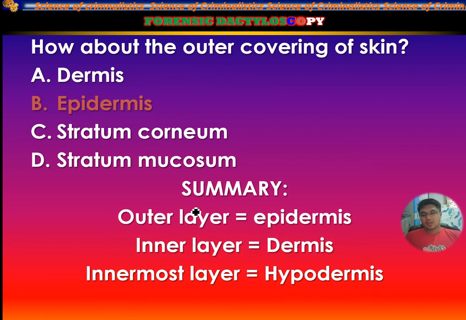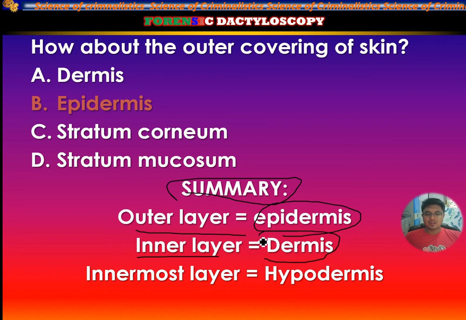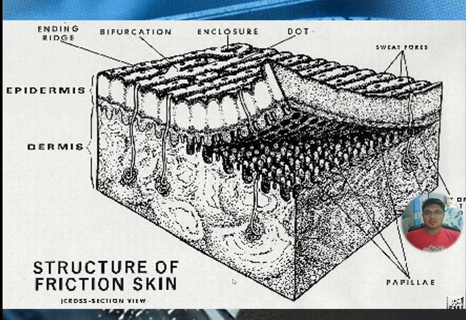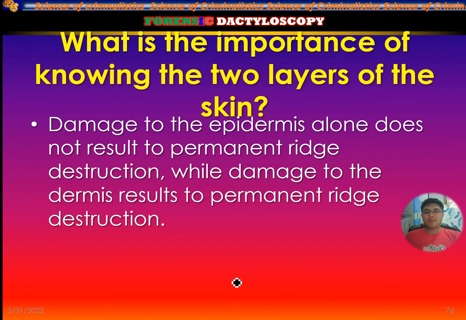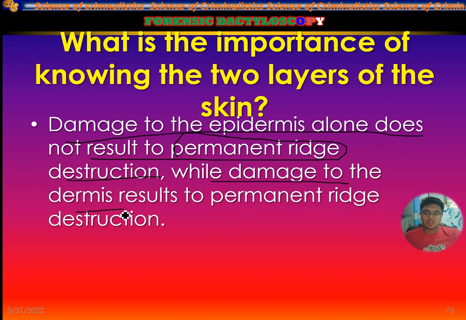So, in summary, class, the outer layer is the epidermis and the inner layer is the dermis. Likewise, the innermost layer is the hypodermis. So, why do we need to discuss these layers of the skin? It is because damage to the epidermis alone does not result in permanent ridge destruction, while damage to the dermis results in permanent ridge destruction.